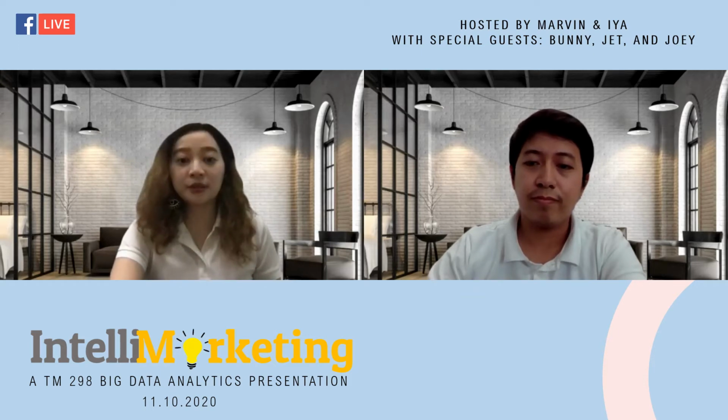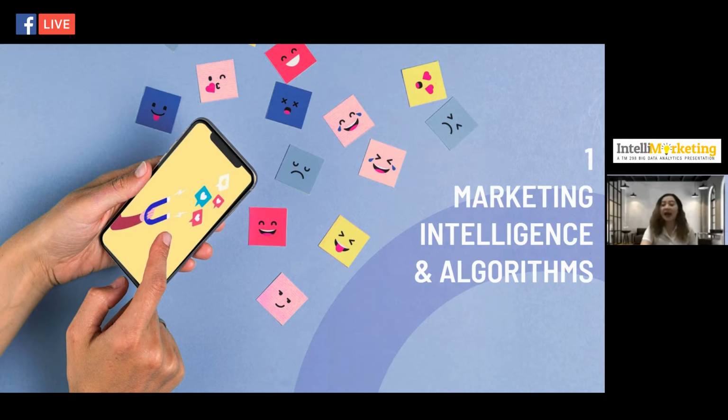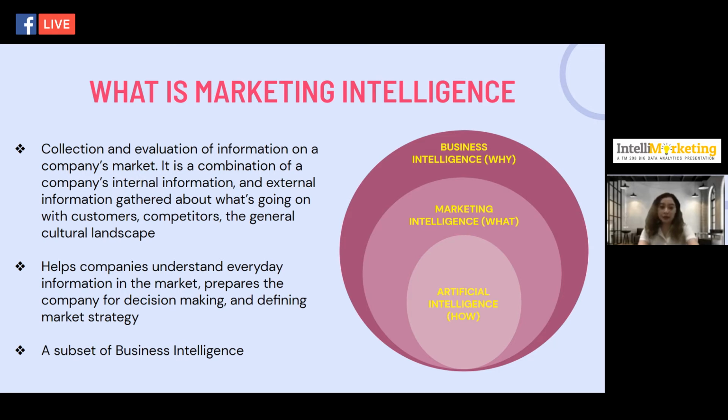To start, marketing intelligence is defined as any actionable data that is a combination of internal and external information for a company to know what's going on about the market with its customers, competitors, and the general cultural landscape. So it helps companies understand the everyday information in the market, and it prepares them for decision making and defining the long-term marketing strategy for the company.